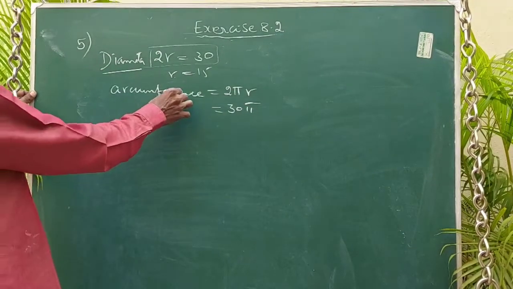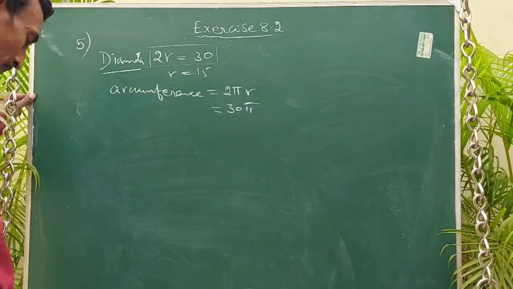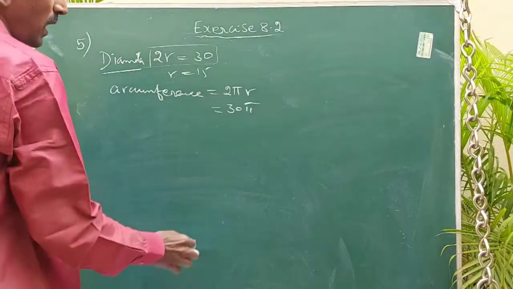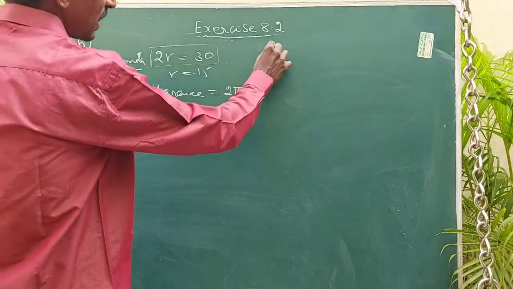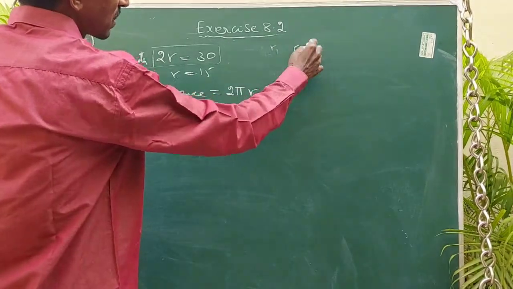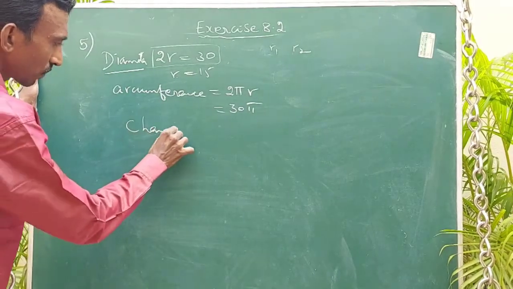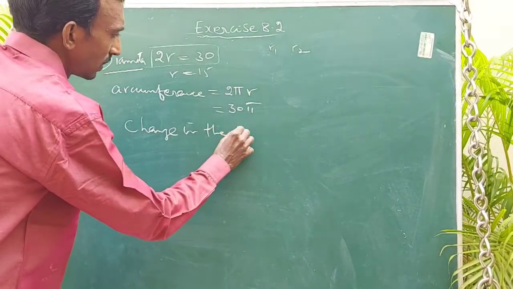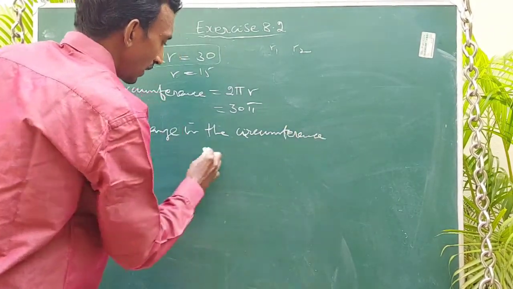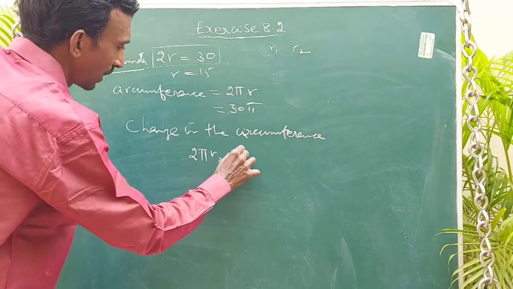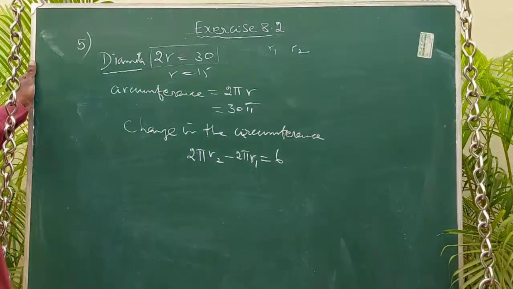So circumference of the circle, it is considered as 2 pi r. Trunk means it is in the circular shape. Circumference of the circle is 2 pi r. Given that change in the circumference grew means, if we consider the initial radius as r1 and the final as r2, given that change in the circumference, that means 2 pi r2 minus 2 pi r1, it is given as 6, change in the circumference.